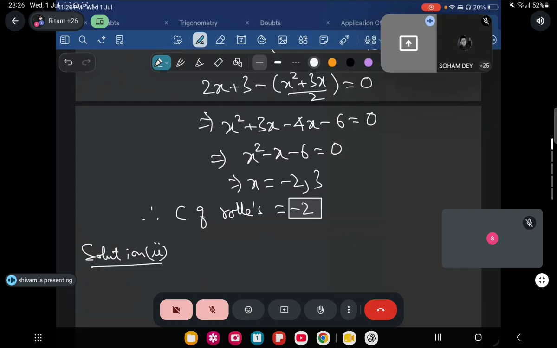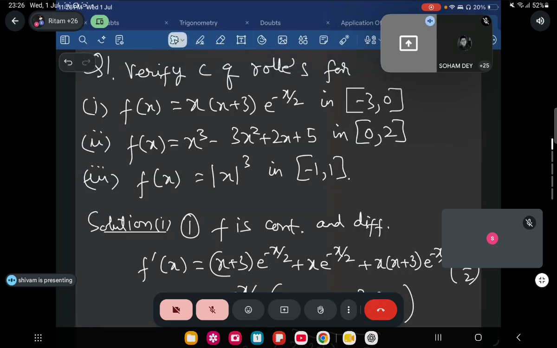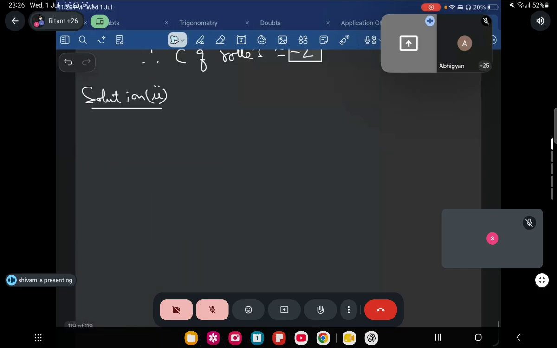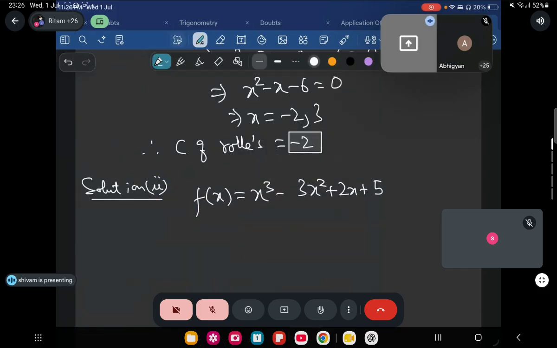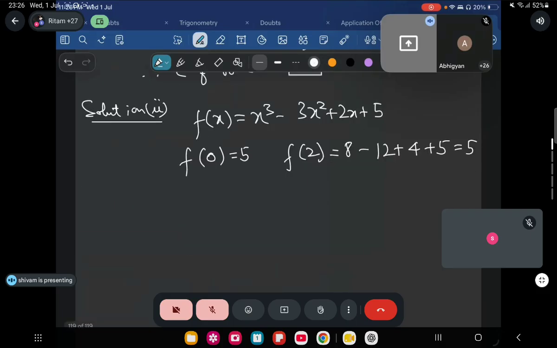Yes, sir, what is the solution? Okay, part 2, everyone pay attention. Those who have not solved it. Abhigyan, are you solving? Yes, sir. Send your answer. First of all, you need to check whether f of 0 is equal to f of 2 or not. Over here, what are we getting for f of 0? F of 0 is equal to 5. F of 2 is equal to 8 minus 12 plus 4 plus 5. Yes, it will be 5 only. So f of 0 is equal to f of 2.